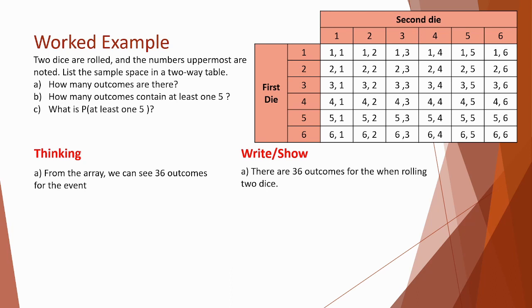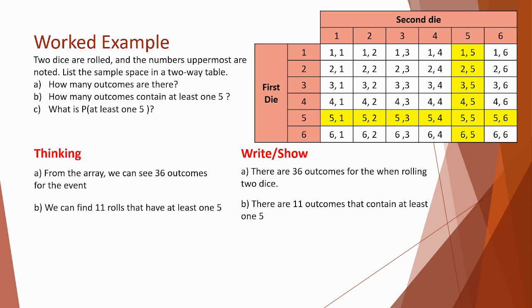For the next one, I need to find all the outcomes that contain at least one 5. So what I do is I go through and highlight or I circle them, and I notice that there are 11 of those outcomes that have at least one 5. Now be careful with the words there. It's not 1 5, it's at least one 5. So we need to include when I roll a 5 on both dice. So I will write down there are 11 outcomes that contain at least one 5.